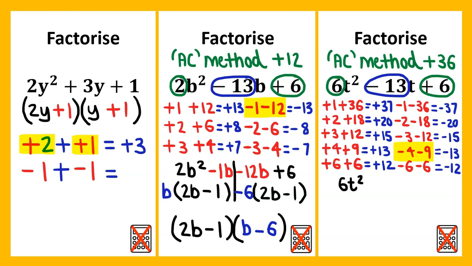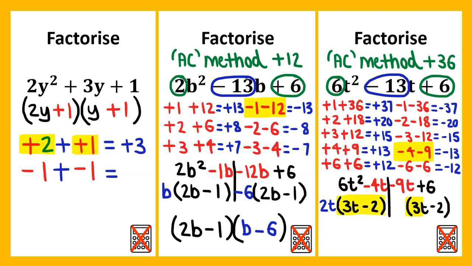Rewrite the quadratic, splitting negative 13t into minus 4t minus 9t. Factorising the left hand side into a single bracket would give me 2t on the outside and 3t minus 2 on the inside. I know that this bracket will be the same as this bracket, making it easier to find the factor on the outside, which would be negative 3.